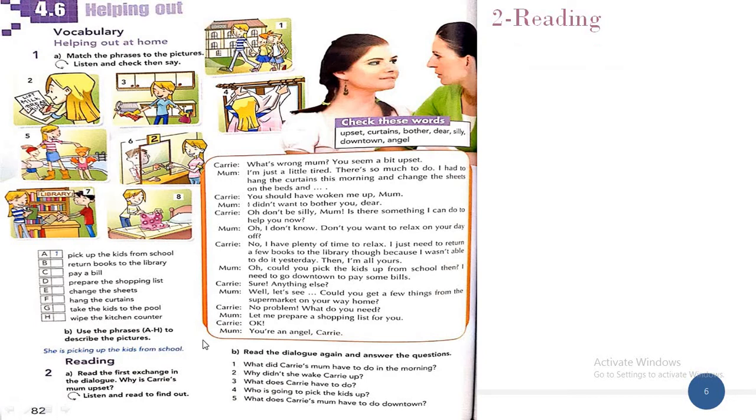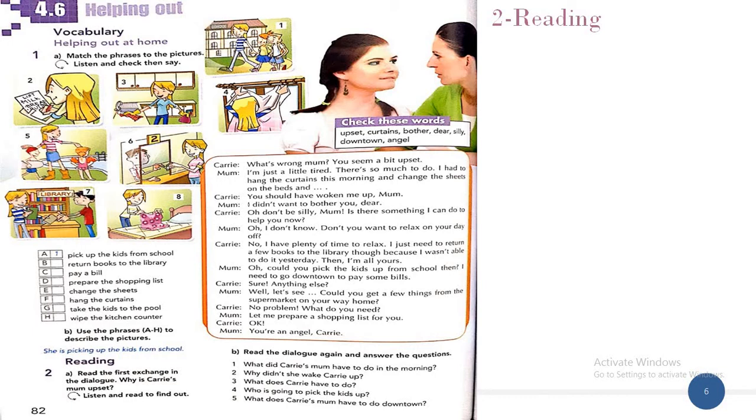Let me read the text for you. But before that, let's read the question. A. Read the first exchange in the dialogue. Why is Carrie's mom upset? Listen and read, then find out. While I am reading, try to find why Carrie's mom is upset. Now let me read the text for you.